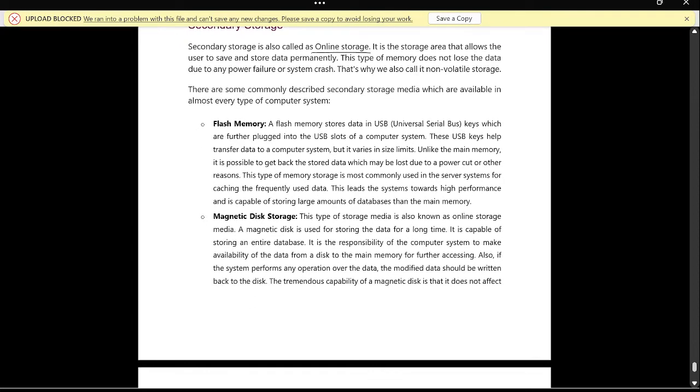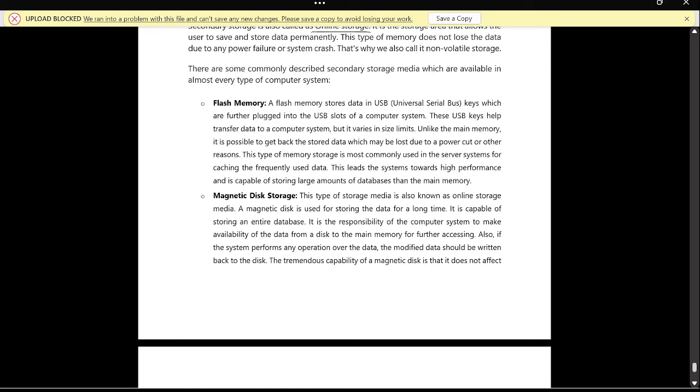Coming to the examples, we have different kinds of secondary storage. Of those, I am going to explain only two. One is flash memory and the second one is magnetic disk storage. Flash memory is what stores the data in a USB, that is, a universal serial bus key.